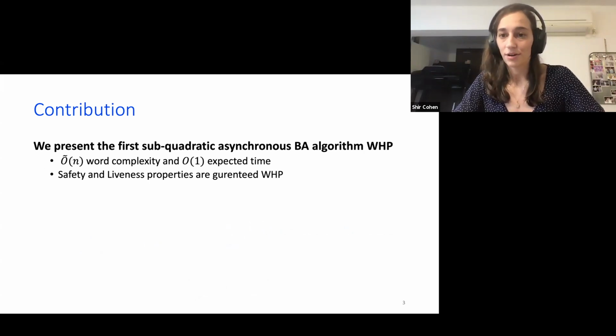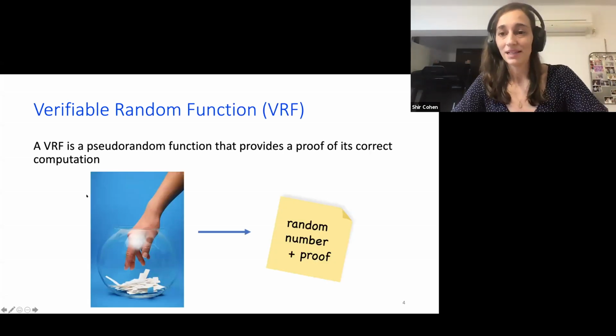When I say with high probability, I mean that both safety and liveness properties are guaranteed with probability that tends to 1 as n, the number of nodes participating in the system, goes to infinity. Our algorithm achieves Õ(n) word complexity in expected constant time.